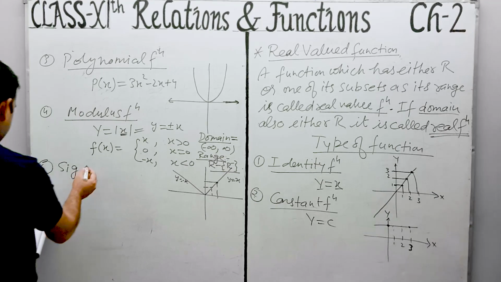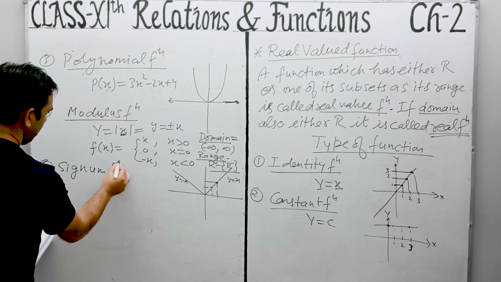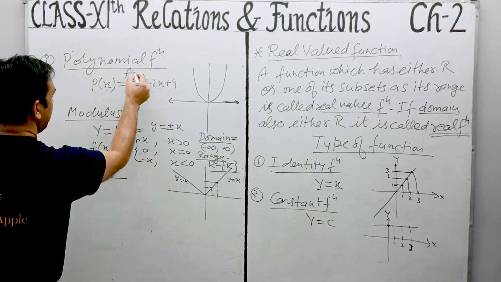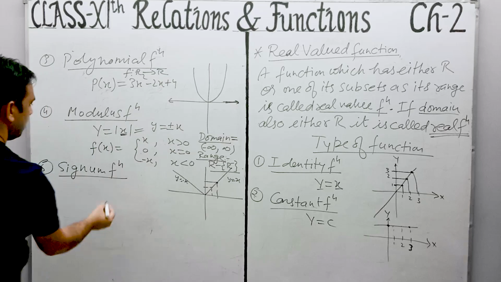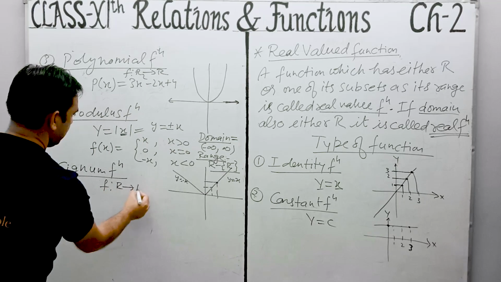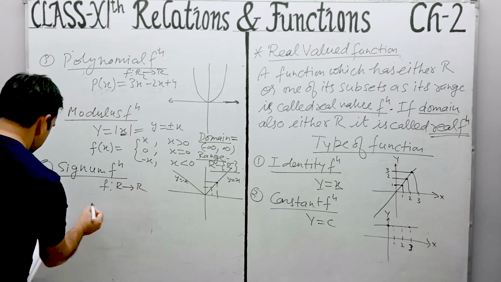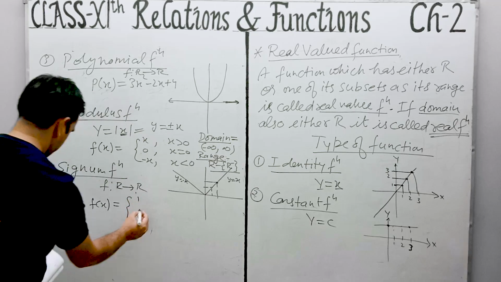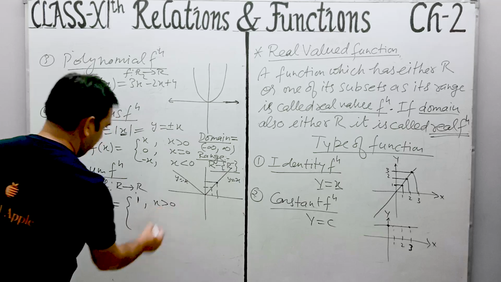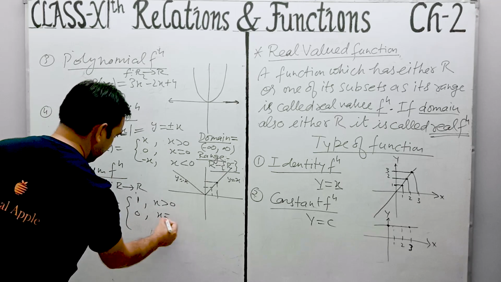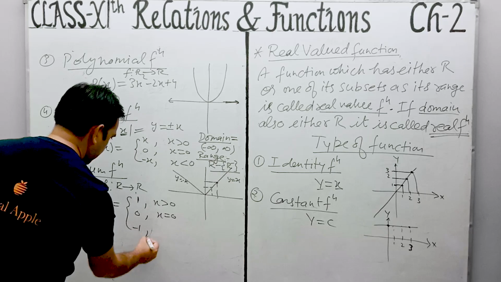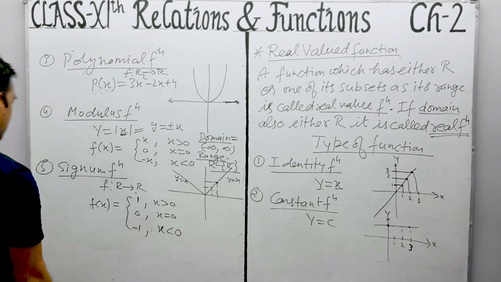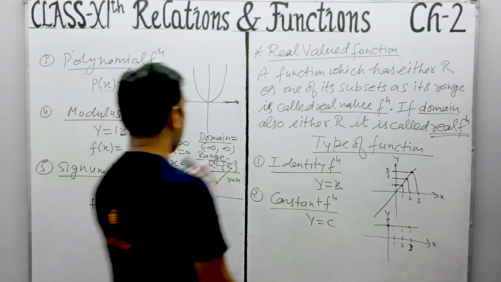Now what is the signum function? The signum function is again a relation from R to R, a real valued relation. The signum function is f(x) equals 1 for every value of x greater than 0, 0 for x equal to 0, and minus 1 for x less than 0. Here we can show the graph of this function.